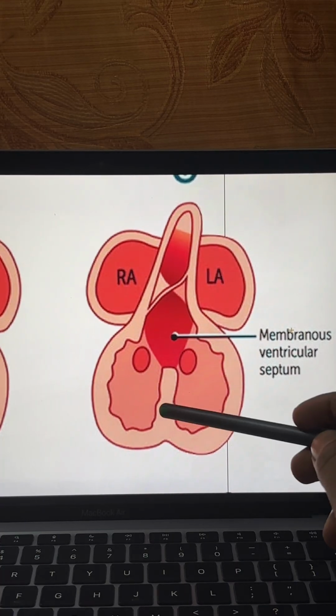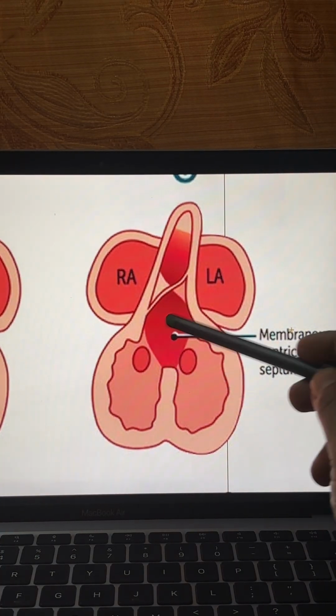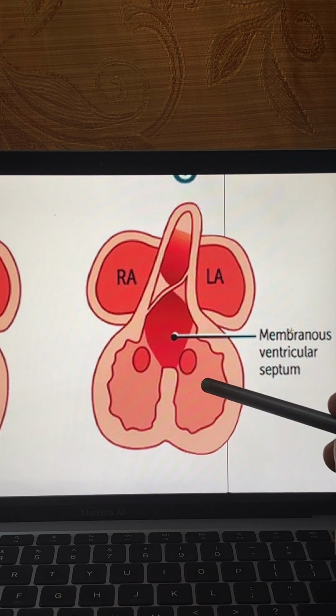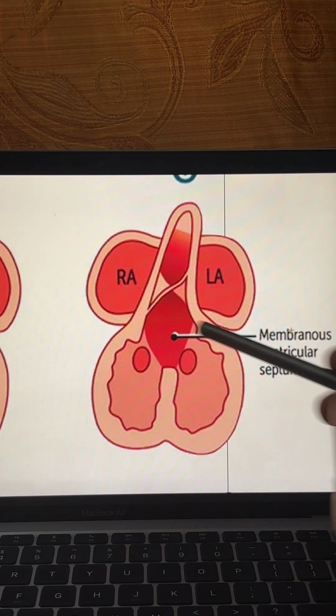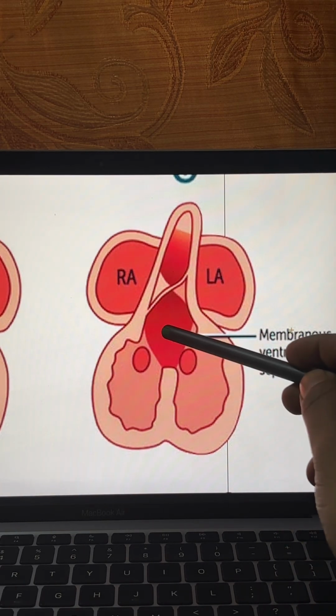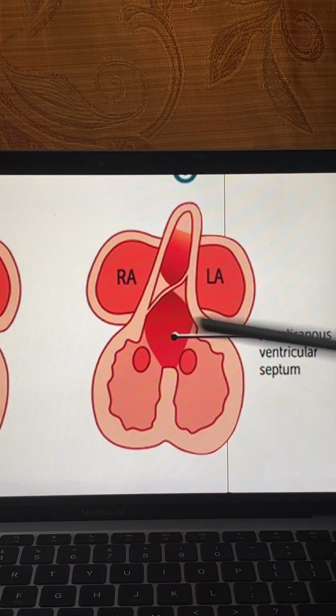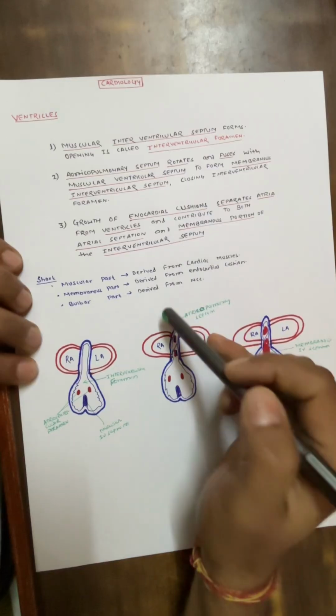And this is your last picture. In this last picture you can see this is the muscular part and this is the membranous part. Now there is no communication between the two ventricles. Here the membranous ventricular septum has developed. Now we'll talk about all these things in our lecture.